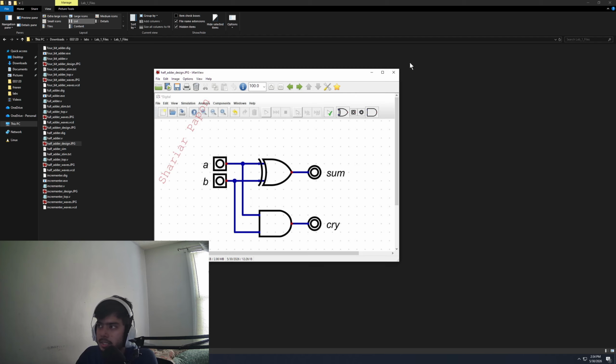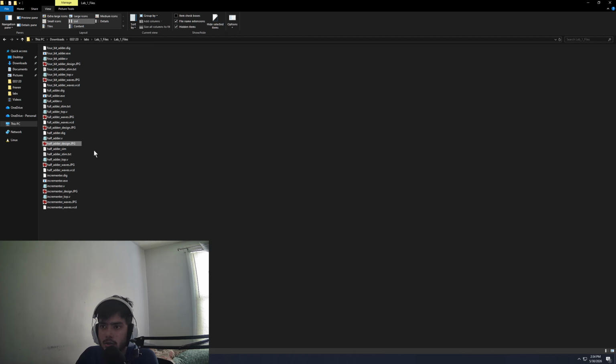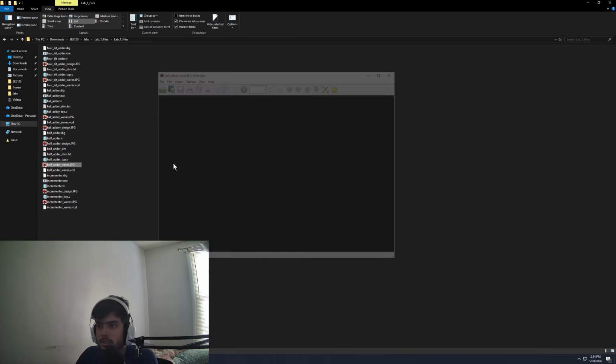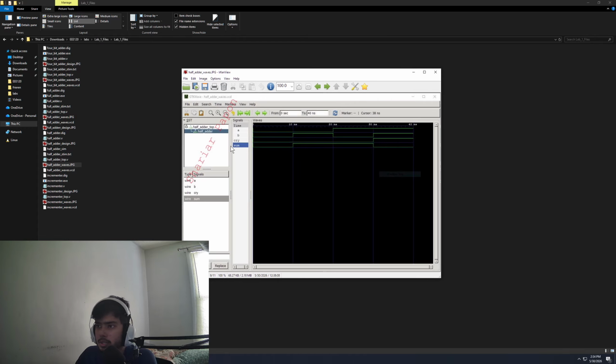So that's basically the circuit, and I also have a picture of the waves, and here we can see how the waves work. We have the wire A, wire B, and then carry and sum.